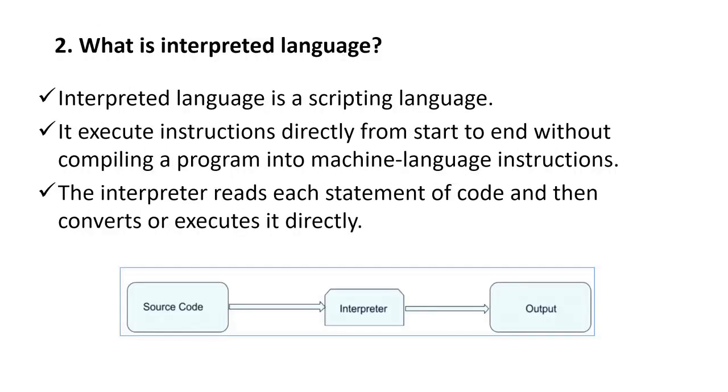What is interpreted language? Interpreted language is a scripting language. It executes instructions directly from start to end without compiling a program into machine language instructions. The interpreter reads each statement of code and then converts or executes it directly as an output. So an interpreter basically accepts source code and directly shows the output in the browser.